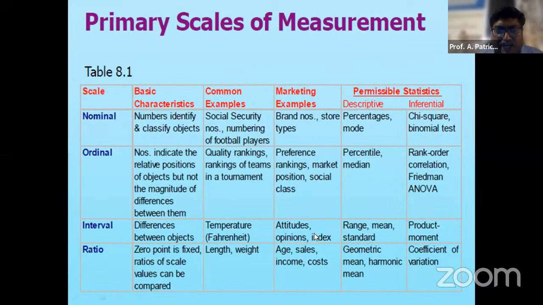I can find average, nothing beyond that. So I would like to do some attitude finding or opinion, or most of the sensex and other things come here. I can do range, I can do mean, I can find standard deviation. I can find moments if it is inferential. If it is ratio, let's say length, weight, or it is determined by age, sales, income, cost, if it is marketing examples, I can find a geometric mean, I can find a harmonic mean. I'm talking about arithmetic. I can find coefficient of variation.